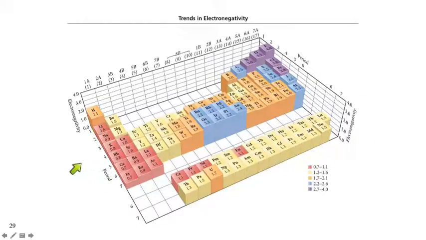So there is a general trend as you're going from left to right that it increases. That's opposite to the trend in size, right? As you go across a period, size decreases. Well, electronegativity is inversely related to size. So you go across, it increases. And in a group, as you're coming down, atoms getting bigger, electronegativity is getting smaller.